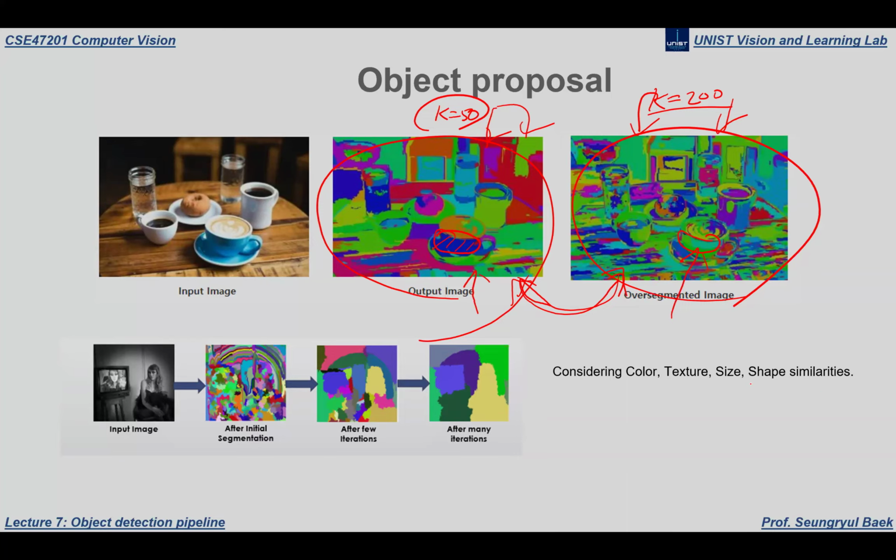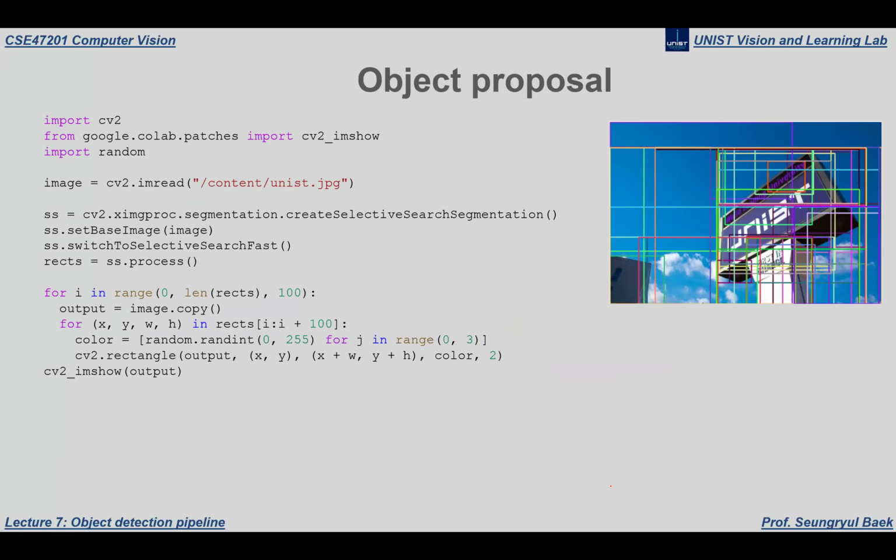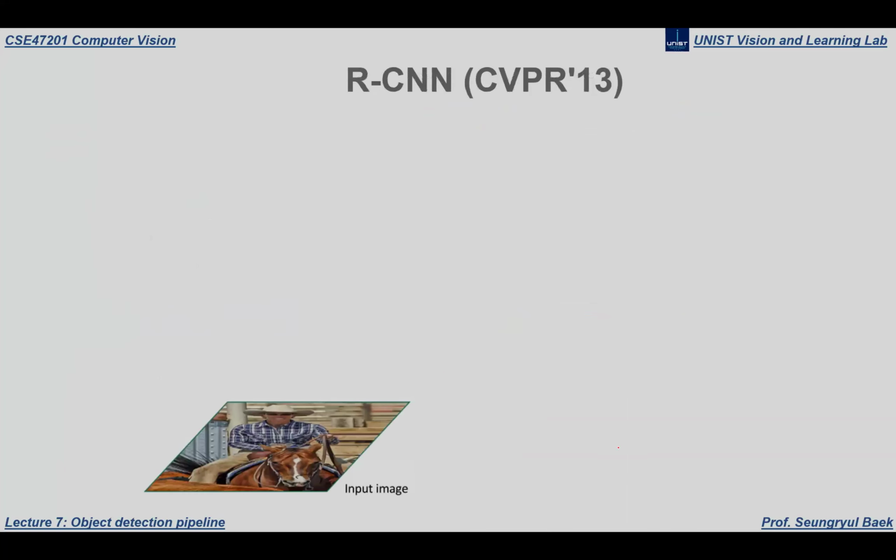So they also use color, texture, size, shape, and other types of features to make this kind of clustering map and use that for estimating the bounding boxes. That's the object proposal, and it is also implemented in OpenCV. So you can use this one line of code to get the selective search bounding boxes.